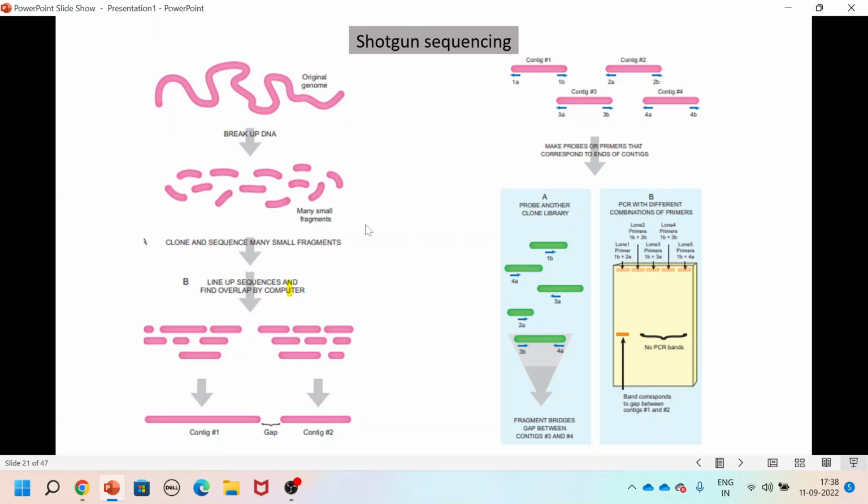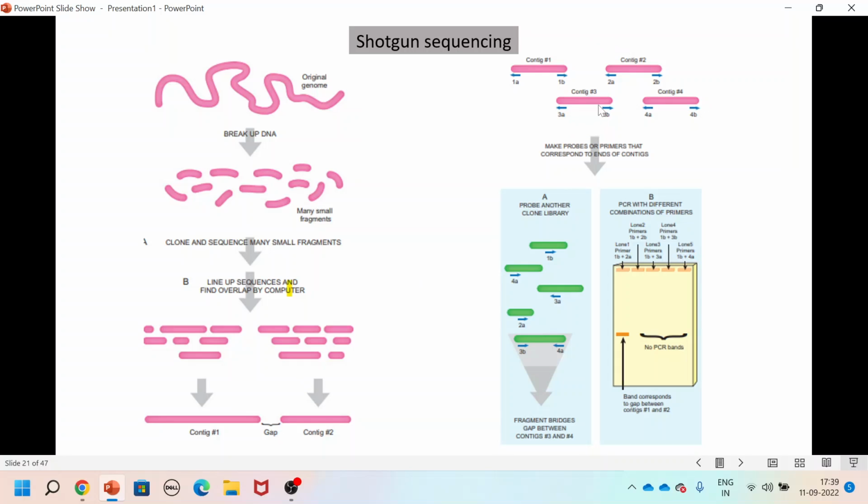The next method is shotgun sequencing. In this shotgun sequencing, firstly, the original genome is broken up into several fragments and many small fragments are obtained. After this, we incorporate these small fragments into our clone and we clone and sequence these small fragments. After sequencing these fragments, we try to align them by finding the repeated, sorry, overlapping sequences. Wherever there is an overlap, the overlapping sequences help in defining the complete sequence of the DNA fragment. So there are various contigs which are obtained and there is a gap between the different contigs.